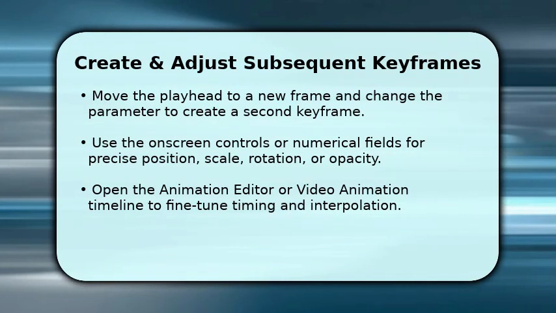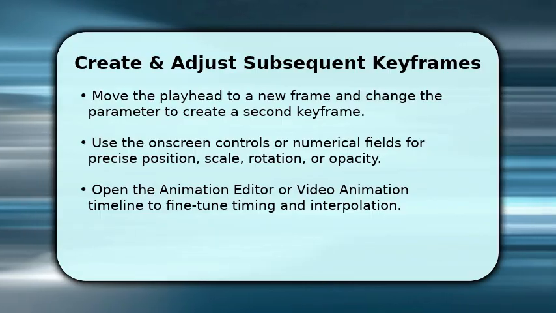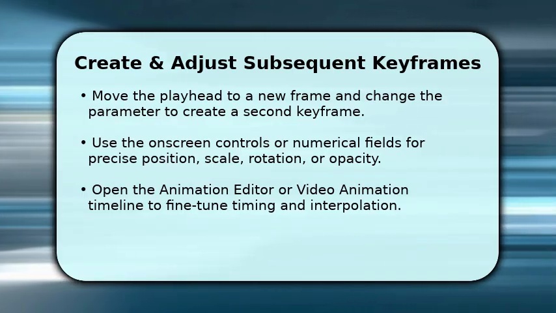Now create motion. Move the playhead forward to where the next change should occur, then alter the parameter. Drag the on-screen handle or tweak numeric fields. Final Cut auto-adds another keyframe. Repeat for all intermediate states, and remember to vary spacing for acceleration or easing.